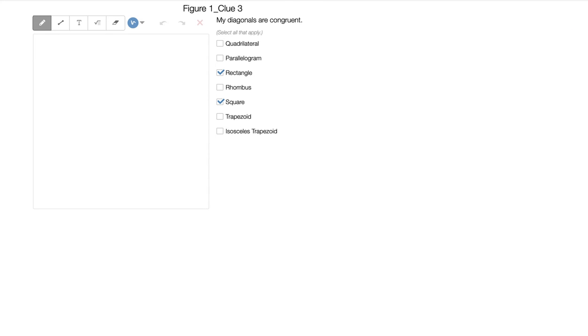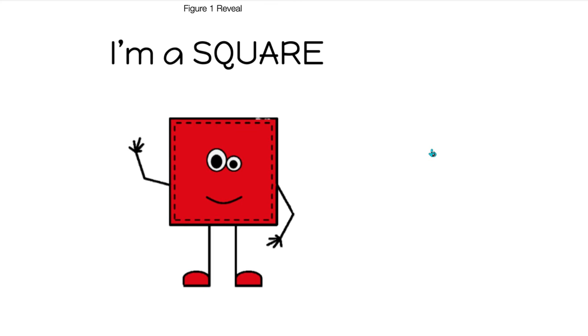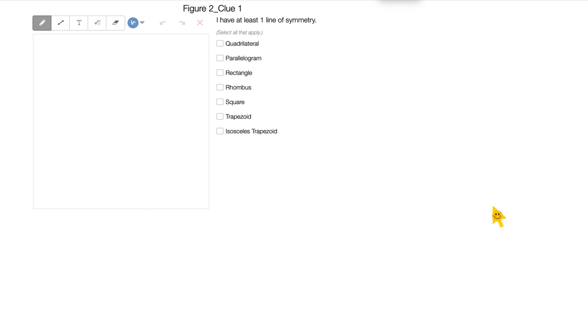Let's go to slide 11. Last clue. I have 4 lines of symmetry. Feel free to go back to slide 6 to check which one of these had 4 lines of symmetry. It was only square. Or was it? Come to slide 12 and here's the big reveal. Yes, you guys narrowed it down based on these clues that the figure that they tried to think about here was square. Let's continue. Slide 13 starts with a new clue for a new figure.